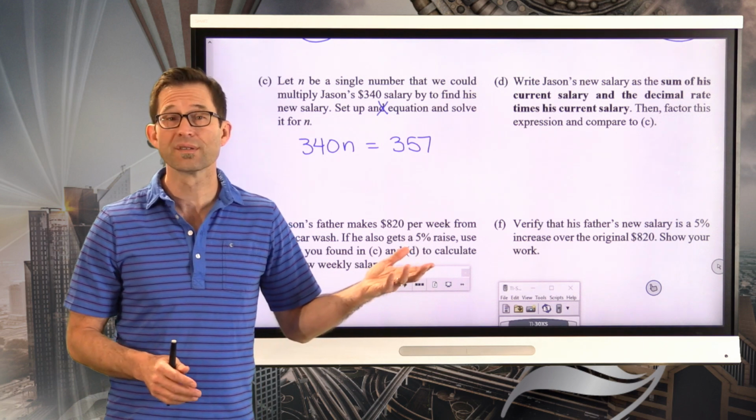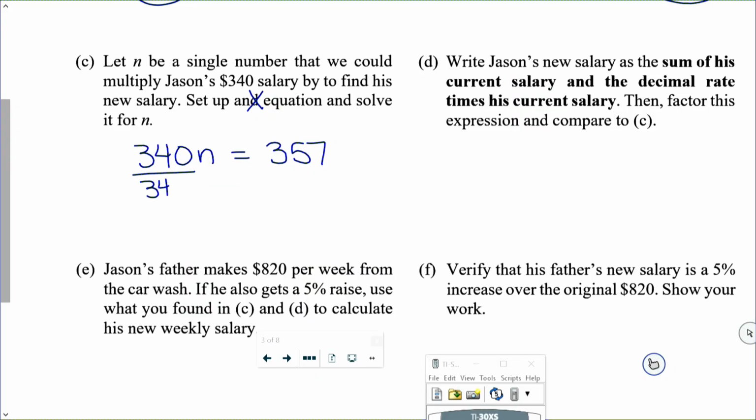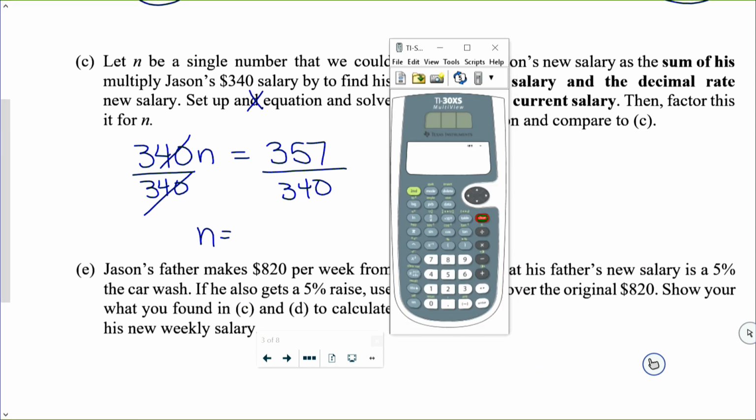All right, this is a simple enough problem to actually solve. We're just going to divide both sides by 340, and this is why we want to have that calculator handy, because that is certainly not a division problem I want to do longhand. I can now just do 357 divided by 340. And we actually get kind of a nice answer, 1.05.